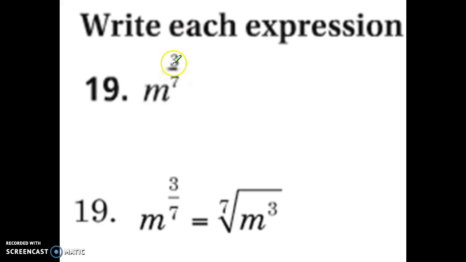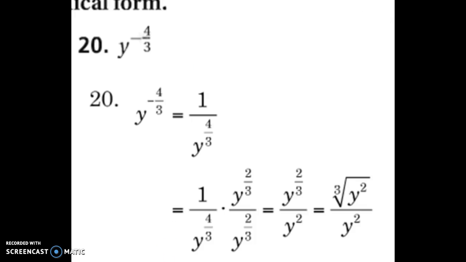In problem 19, I'm going to write this as a radical. My denominator is 7, so that's my index. My power is 3, so it's still my power. That's how I got the 7th root of n cubed.